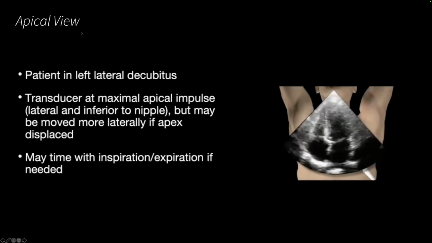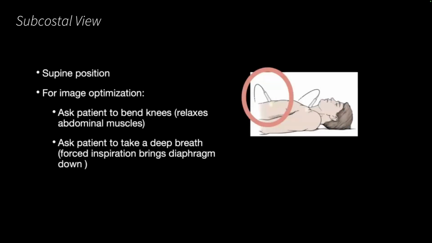The other one is the apical view. Basically the patient still will be in the left lateral decubitus. The third transducer position is the subcostal view. Here we ask the patient to be in the supine position, and it is better to also bend their knees to relax the muscles of their abdomen, so the image will be clearer.